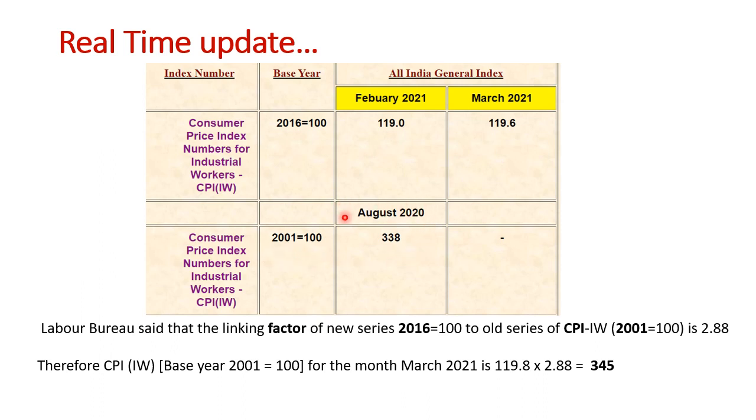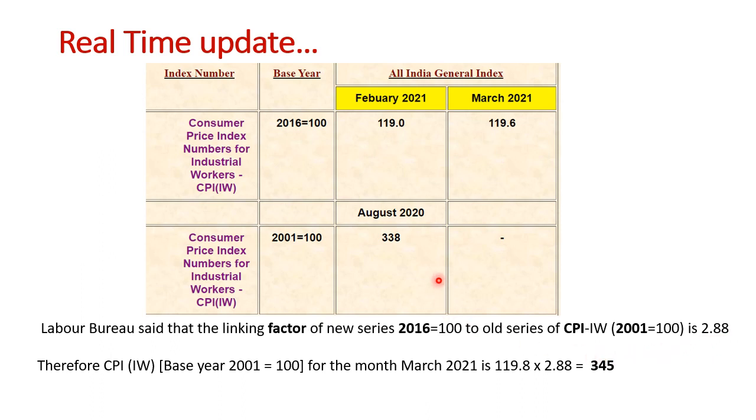After August 2020, the base year has been changed to 2016. So considering the consumer price index of 2016 as 100, the consumer price index of further years is calculated. But the link for the real-time update is still using the consumer price index for the base year of 2001. Now, Labor Bureau has said that there is a conversion factor, which is 2.88.